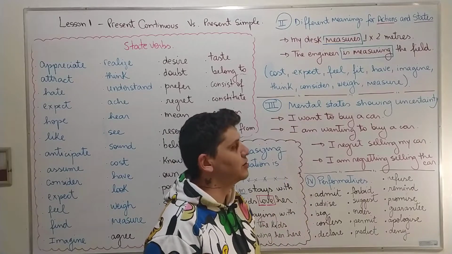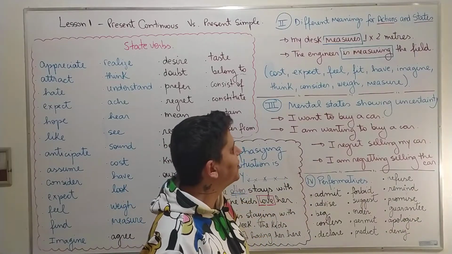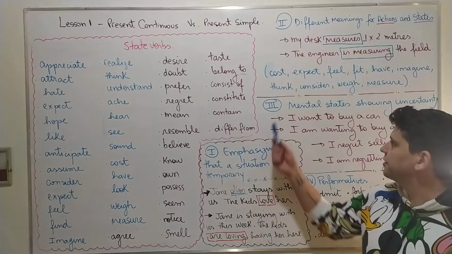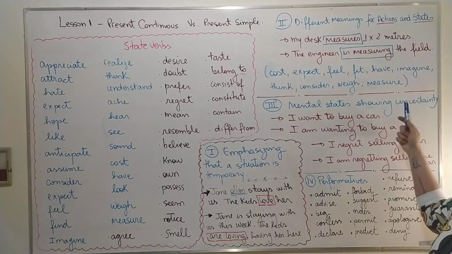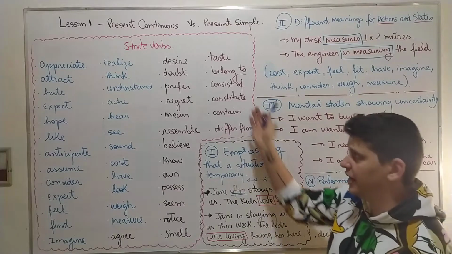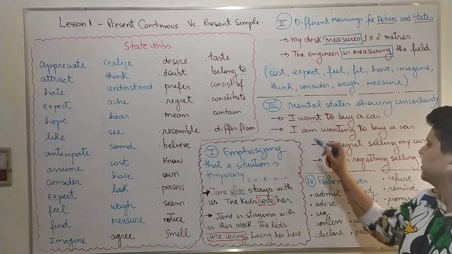You were talking about thinking, okay? Thoughts running wildly in your mind. Okay? Good. Now, the third topic of today's lesson, mental states showing uncertainty. Guys, mental states are, again, states. I've got two examples here, the verb want and the verb regret.